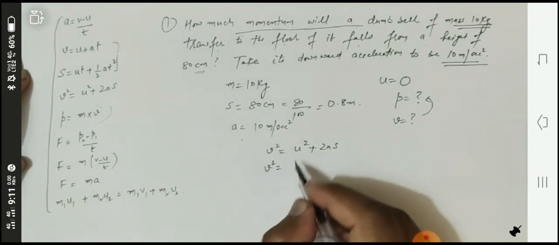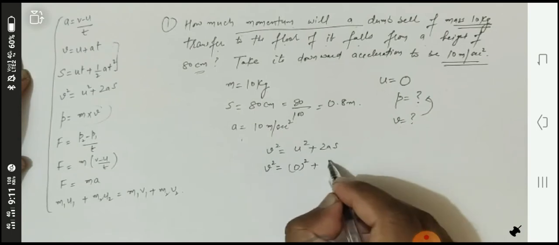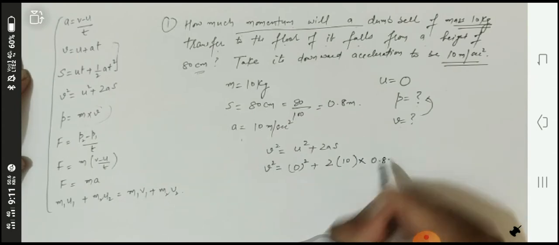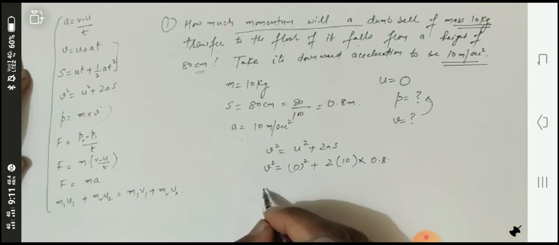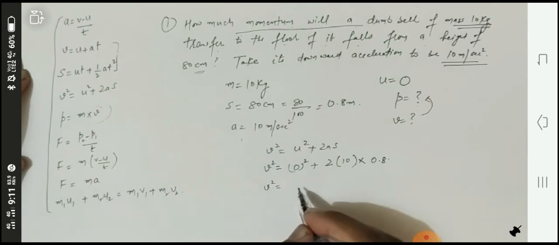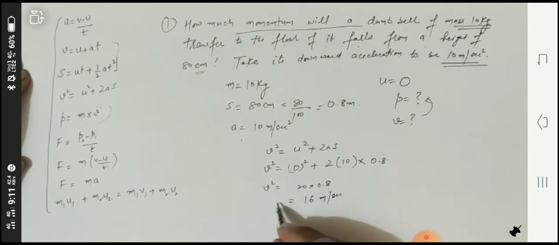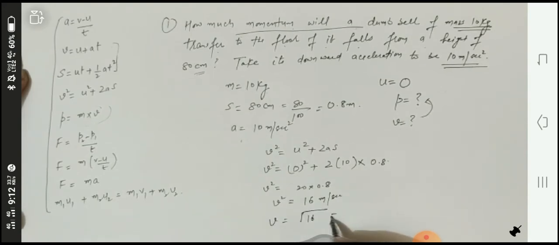It becomes v² = 0 + 2 × 10 × 0.8, so v² = 20 into 0.8, that becomes 16 meter square per second square. We need to calculate the value of v. So v becomes under root 16, that is 4 meter per second. So the value of v becomes 4 meter per second.